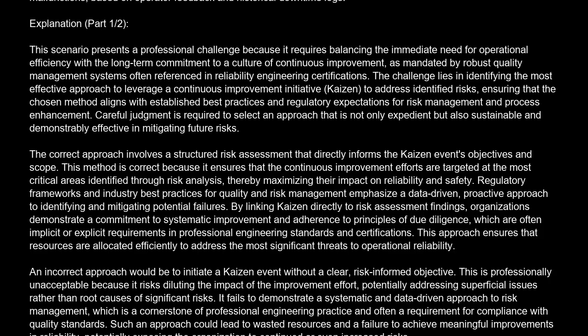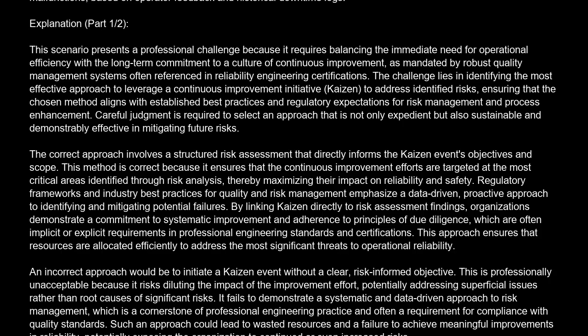An incorrect approach would be to initiate a Kaizen event without a clear, risk-informed objective. This is professionally unacceptable because it risks diluting the impact of the improvement effort, potentially addressing superficial issues rather than root causes of significant risks. It fails to demonstrate a systematic and data-driven approach to risk management, which is a cornerstone of professional engineering practice and often a requirement for compliance with quality standards. Such an approach could lead to wasted resources and a failure to achieve meaningful improvements in reliability, potentially exposing the organization to continued or even increased risks.